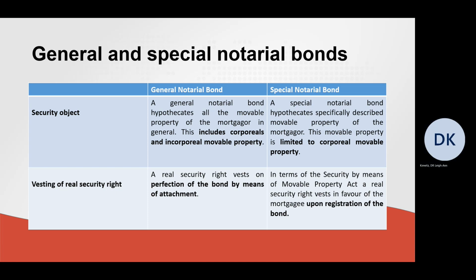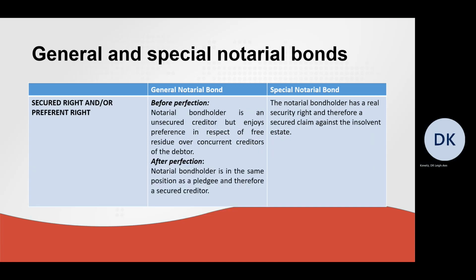A real security right in the case of a general notarial bond is based on perfection of the bond by means of attachment, whereas in the case of a special notarial bond, in terms of the Security by Means of Movable Property Act, a real security right vests in favor of the mortgagee upon registration of the bond.